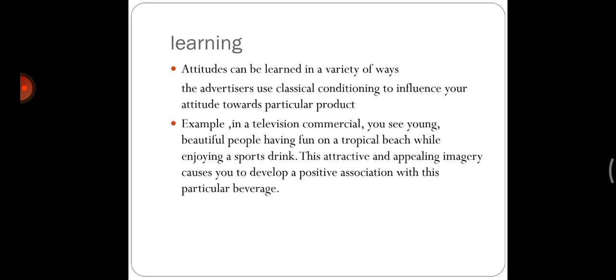Advertisers use classical conditioning to influence your attitude towards a particular product. For example, in a television commercial, you see young, beautiful people having fun on a tropical beach while enjoying a sports drink. This attractive and appealing imagery causes you to develop a positive association with this particular beverage. This is classical conditioning, where you are influenced by that personality.